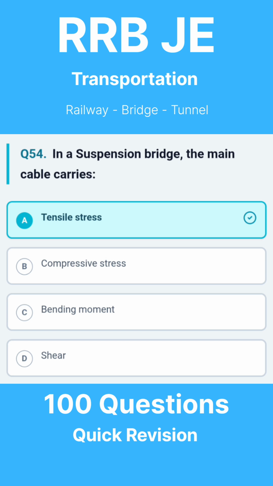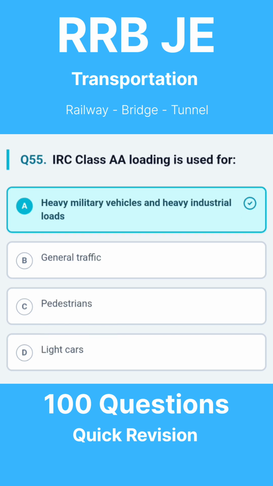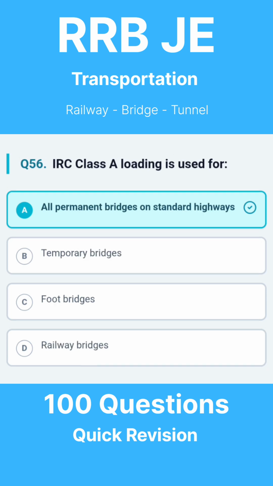Question 55. IRC Class A loading is used for? The correct answer is heavy military vehicles and heavy industrial loads. Question 56. IRC Class A loading is used for? The correct answer is all permanent bridges on standard highways.